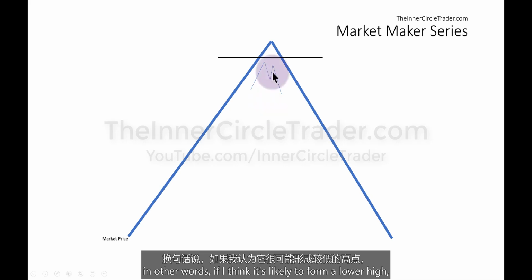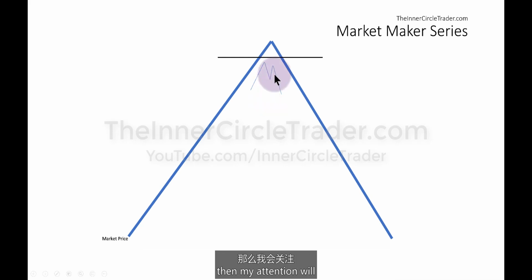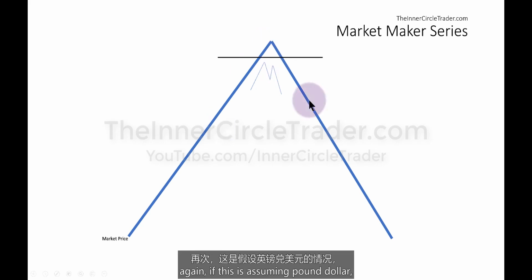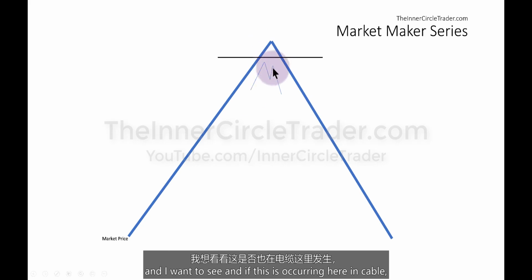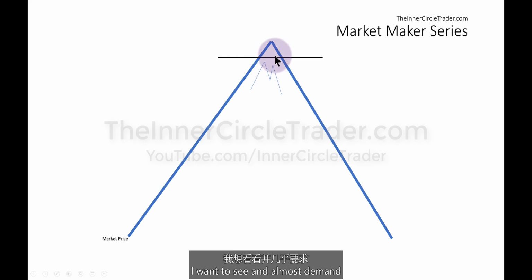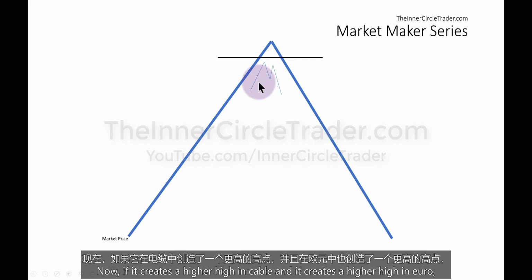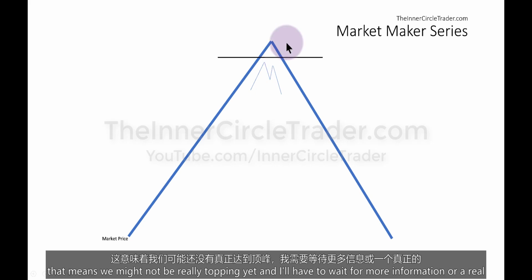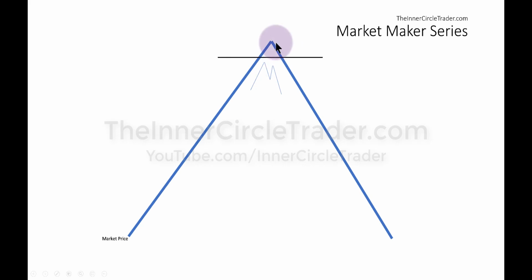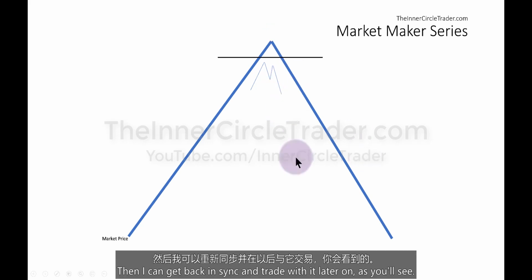So in other words, if I think it's likely to form a lower high, then my attention will go to a correlated market. Like, again, if this is assuming pound dollar, I'm going to be really watching euro dollar, and if it's occurring here in cable, I want to see and almost demand that it's a higher high in euro. Now, if it creates a higher high in cable and a higher high in euro, that means we might not be really topping yet, and I'll have to wait for more information or a real strong breakdown, and then I can get back in sync and trade with it later on, as you'll see.